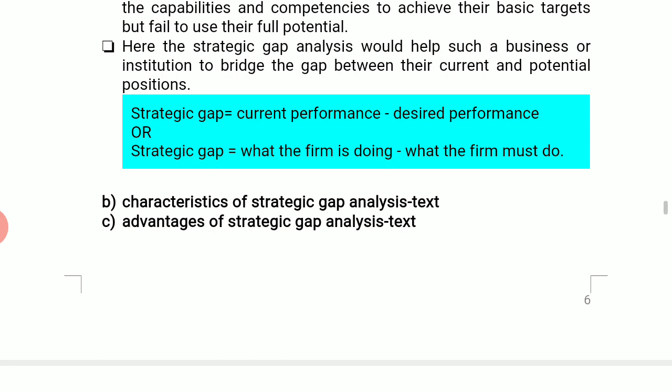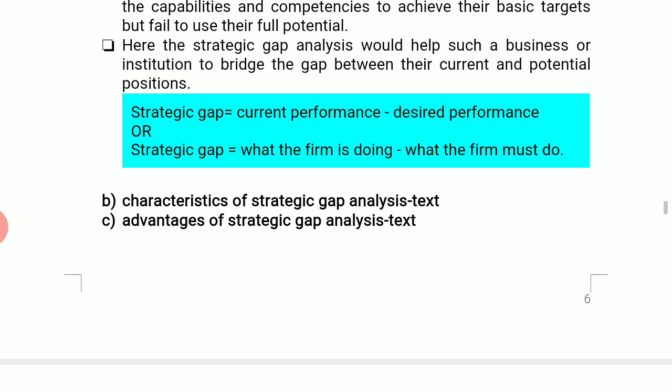Right? If we move to number 2, then strategic gap analysis is presented in the form of a formula, as we can see it. That is, strategic gap is what the firm is doing less what the firm must do. And the strategic gap can also be presented graphically, which tells us that there is a vertical axis and a horizontal axis. The vertical axis shows the output, and the horizontal axis reveals the time period. So when the potential or projected output is there and the actual output is less than the potential or projected output, then those two lines will show a gap, and that is considered to be the strategic gap. So it can be represented graphically also.